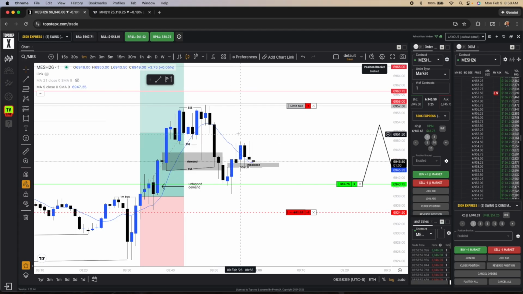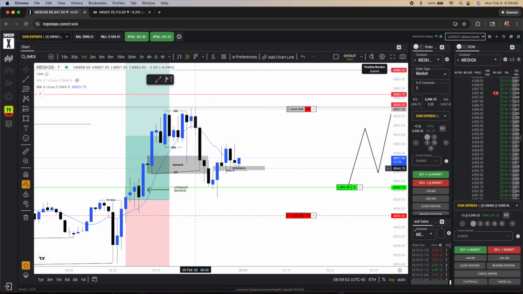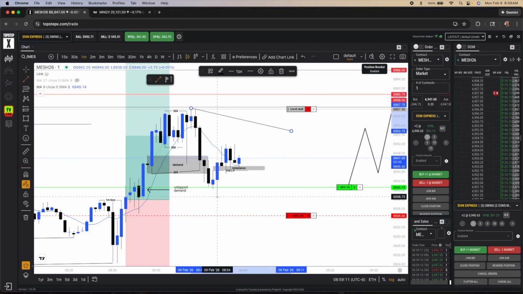You know, it depends on what price wants to do. We've swept the lows. We've swept the highs. Now, what direction are we going to go in is the question.